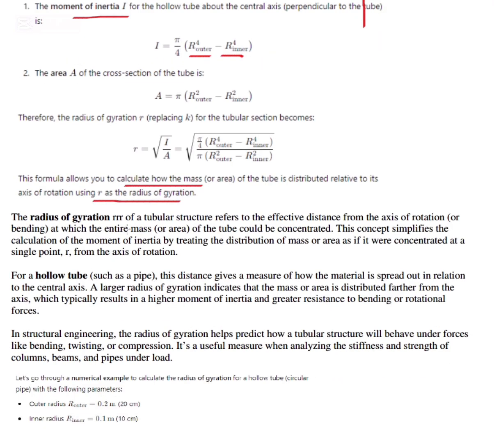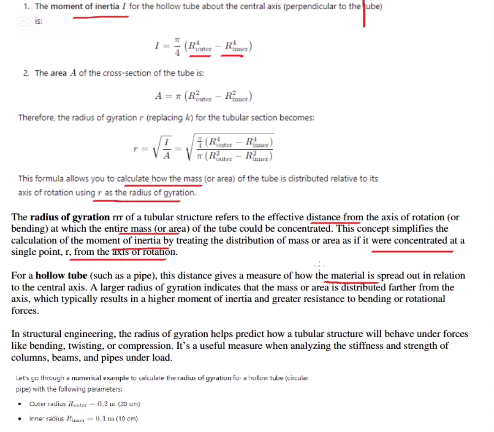Okay, the radius of gyration of a tubular structure refers to the effective distance from the axis of rotation at which the entire mass could be assumed to be concentrated. This concept simplifies the calculation of moment of inertia by treating the distribution of mass as if it were concentrated at a single point at a distance from the axis of rotation. This gives us a measure of how the material is spread out in relation to its central axis.